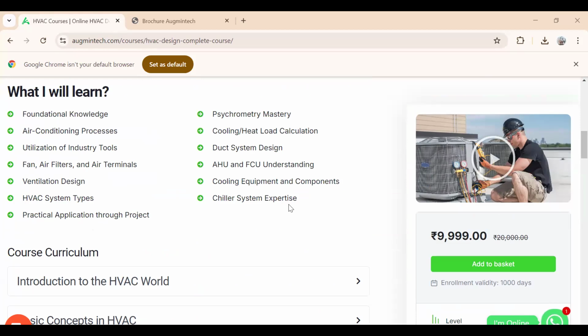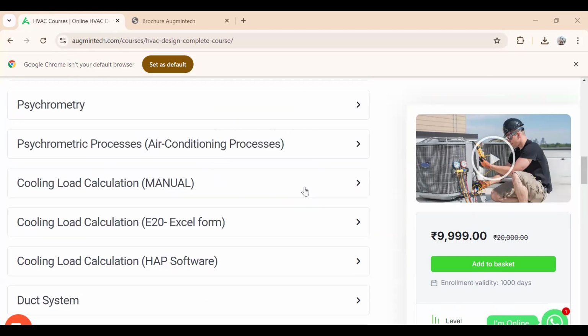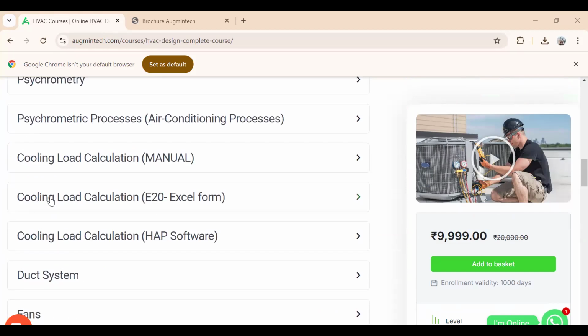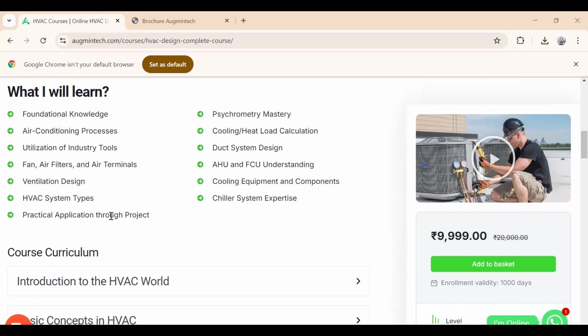And from time to time we'll update some topics also. Let's say, when you see here, the smoke extraction is not written, but we have updated here. See, smoke management system, stairwell pressurization system. So from time to time we'll update, some new topics will be added. So don't worry about that.